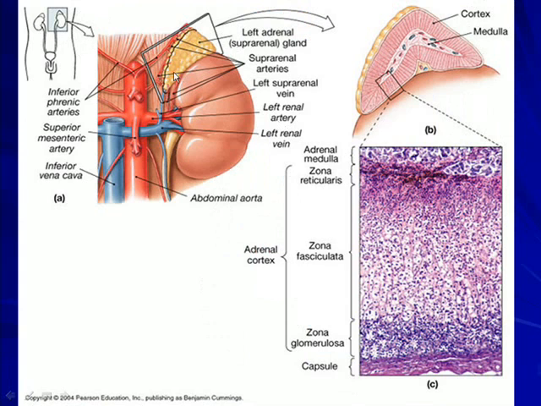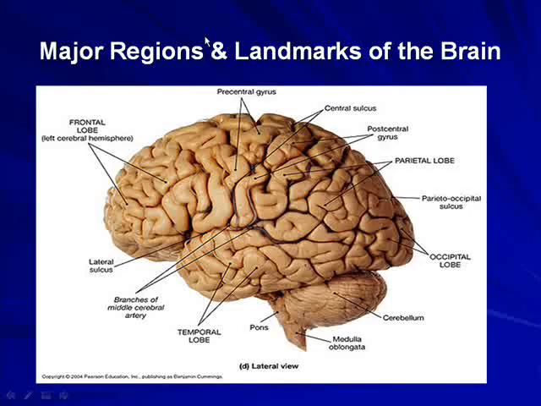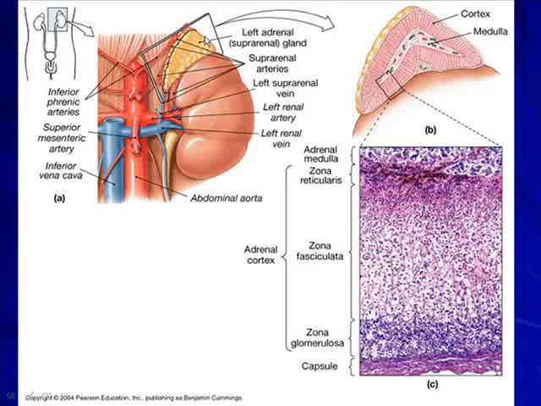Another endocrine structure is the adrenal gland. Should be able to identify its position. It sits superior to the upper pole of the kidney. The gland is also broken into two parts. One, the cortex, or the outer covering of the adrenal gland, and the inner surface, the medulla.